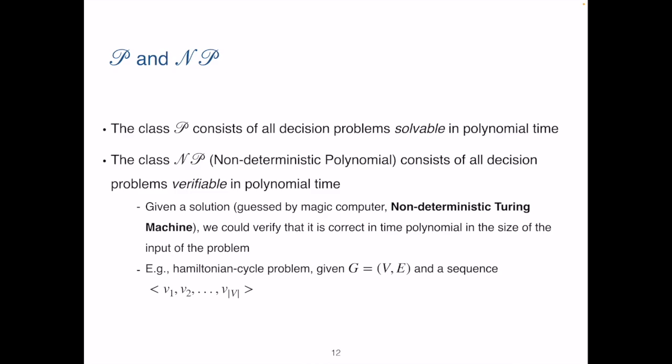We know the Hamiltonian cycle problem does not have any polynomial time algorithm yet, so it may not be in class P. What about class NP? When we are given a sequence of vertices, can we verify if this is a correct answer in polynomial time? Yes, we only need to go through all the vertices in this sequence once and see if there are edges connecting all adjacent pairs of vertices. So this problem can be verified in polynomial time. It is in class NP.